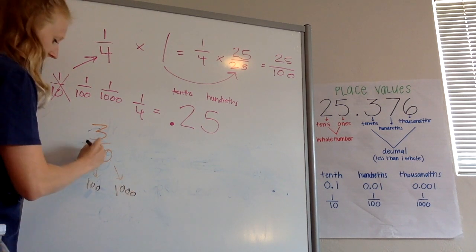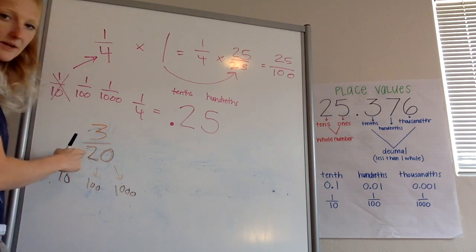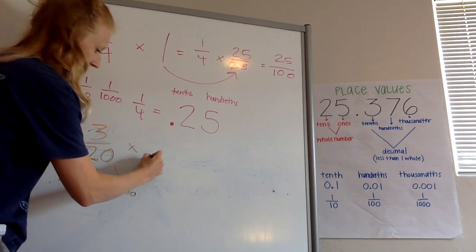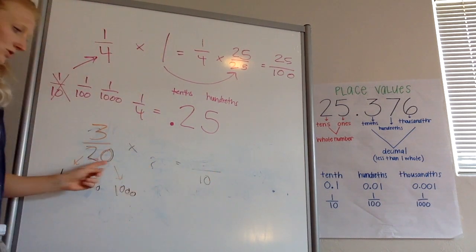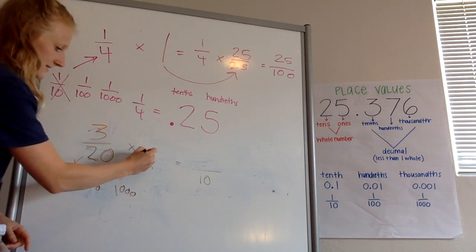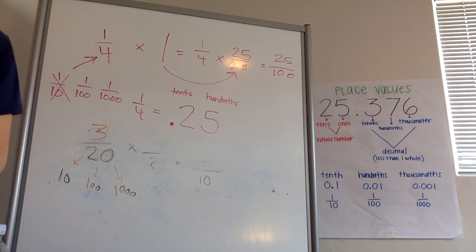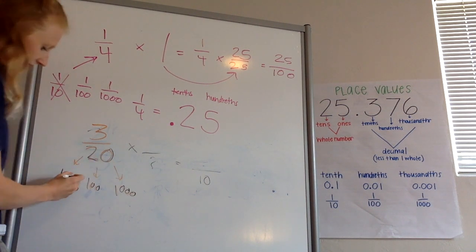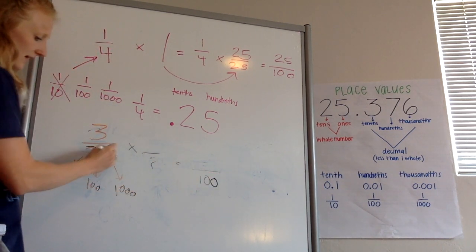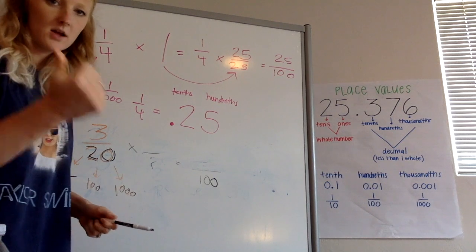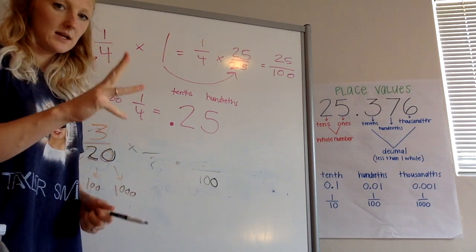Can I multiply this denominator 20 by anything to give me tenths? Can I do 20 times anything to give me tenths? No, it's already past tenths. That's not going to make any sense. Okay, so now I can't do tenths. Let's go to hundredths. Can I multiply 20 by a number to get 100? Sure I can. 20, 40, 60, 80, 100.